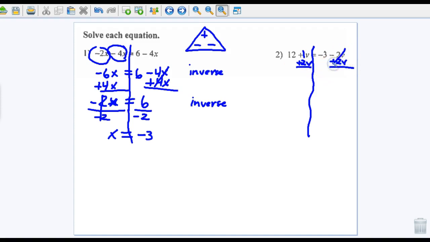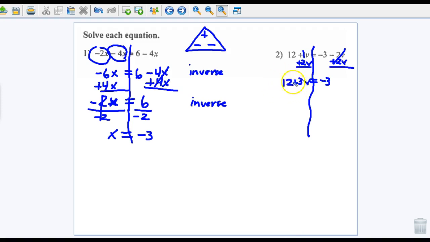This becomes 0, right? 12 I didn't touch, so I'm going to bring down my 12. 1v plus 2v gives me 3v. I did not touch this -3, so I'm going to bring down my -3. Now I'm super close to having my variables on one side and my variable by itself on one side. So I'm going to look at this side here.